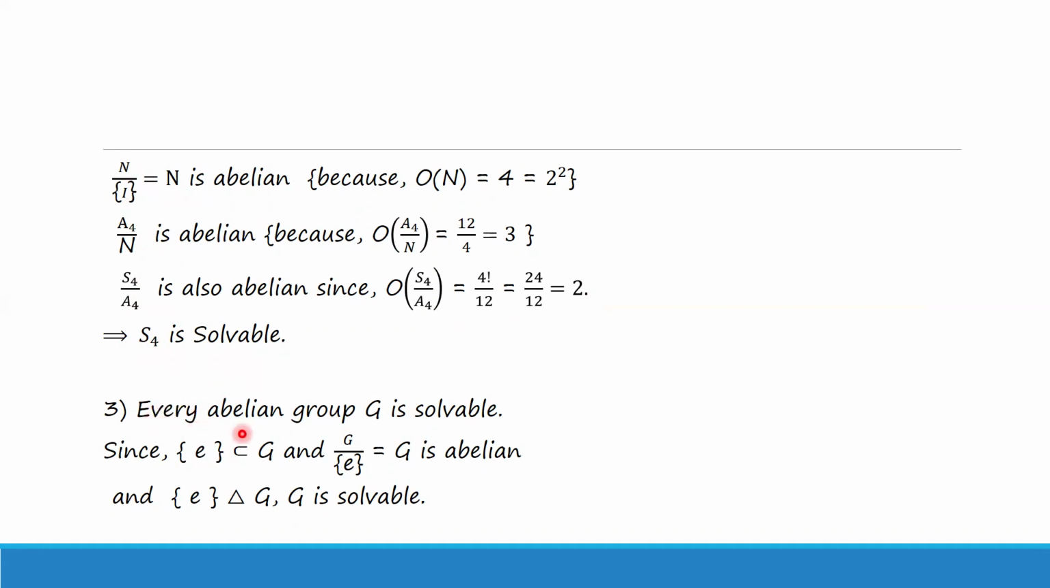Next, we can show that every abelian group is solvable. If you take any abelian group G, then E will be contained in G. And G by E is nothing but G, which is abelian. Therefore, you can take the solvable series E and G alone, and we can say that E is normal in G. This is true for all groups. Therefore, you have a solvable series E and G. Therefore, G is solvable.